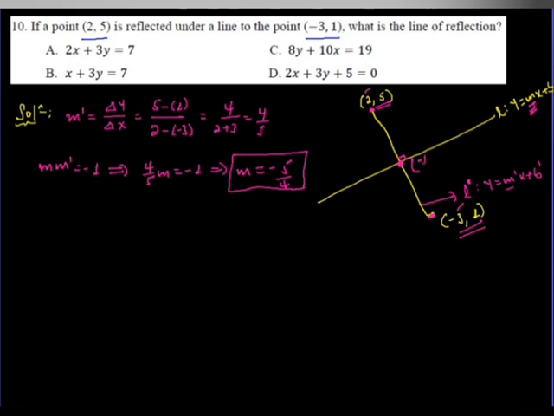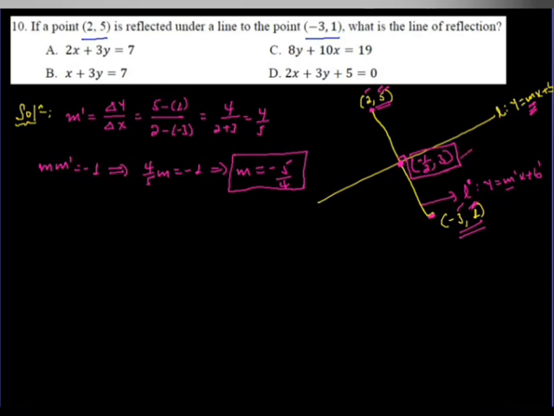It becomes minus 1 over 2. And add 1 with 5 and divide by 2. The result is 3. Therefore, this is the midpoint for the point and its image. So this midpoint is on L and L prime.